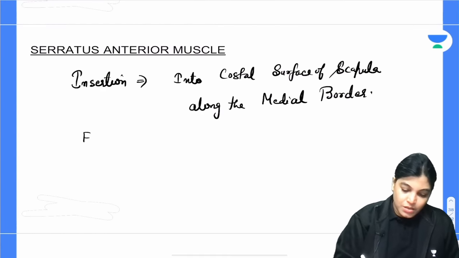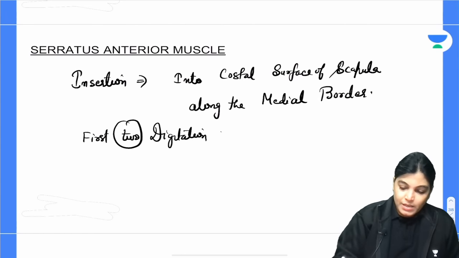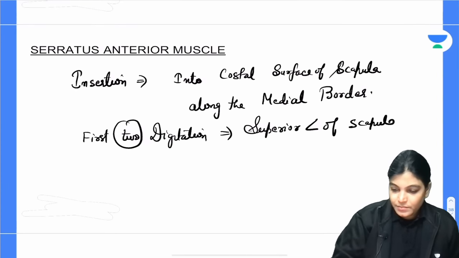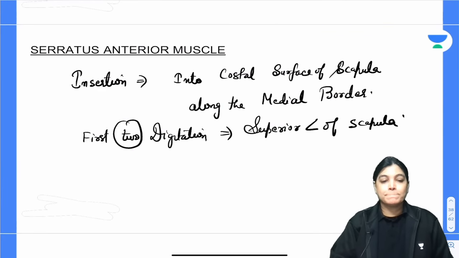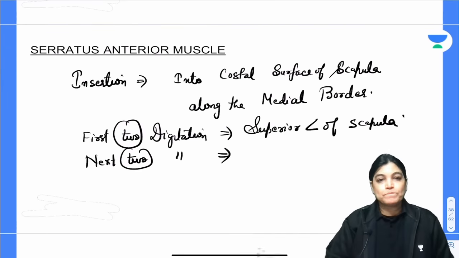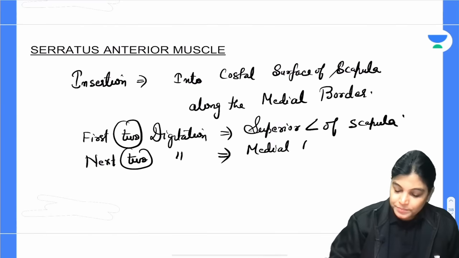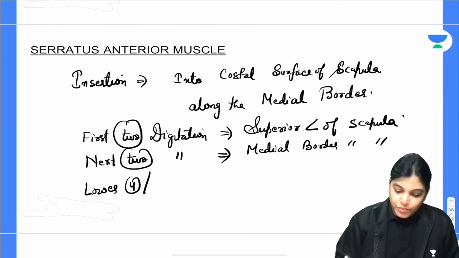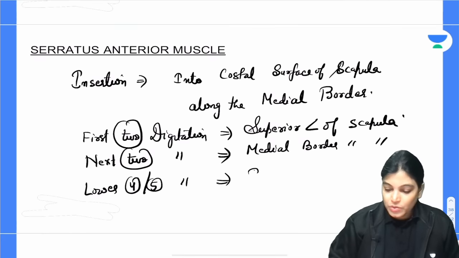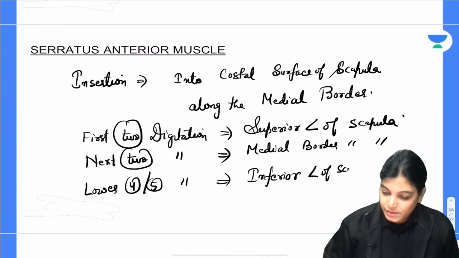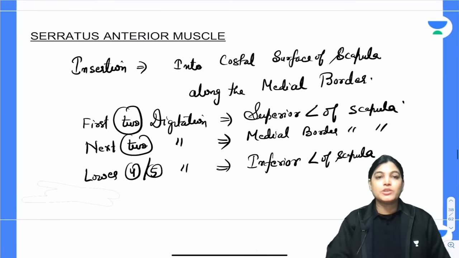Now, the first two digitations insert corresponding to the level of the superior angle of the scapula. The next two digitations insert into the medial border of the scapula, and the lower four or five digitations insert into the inferior angle of the scapula. So this is how the insertion occurs.